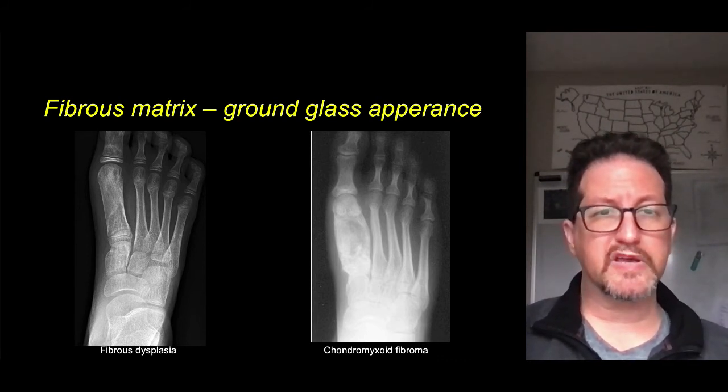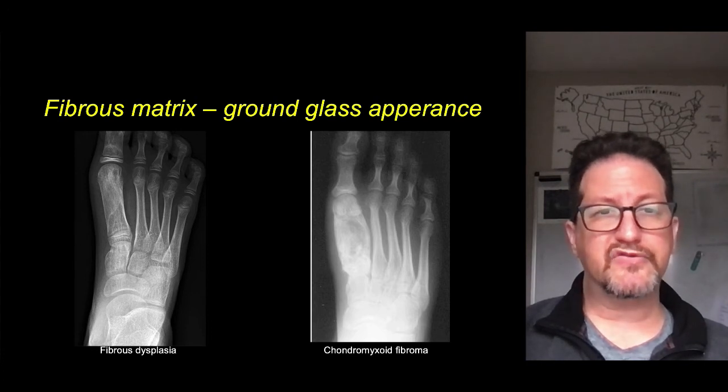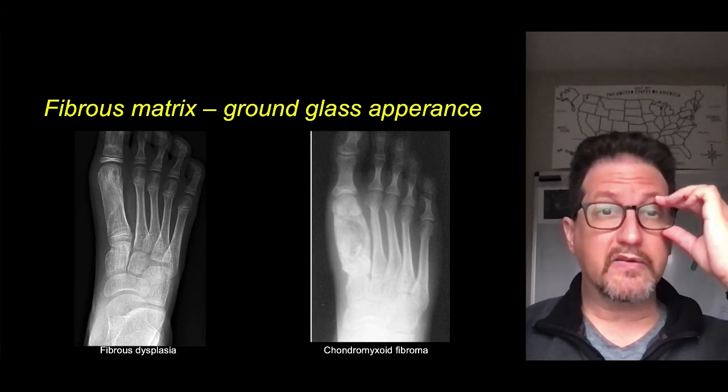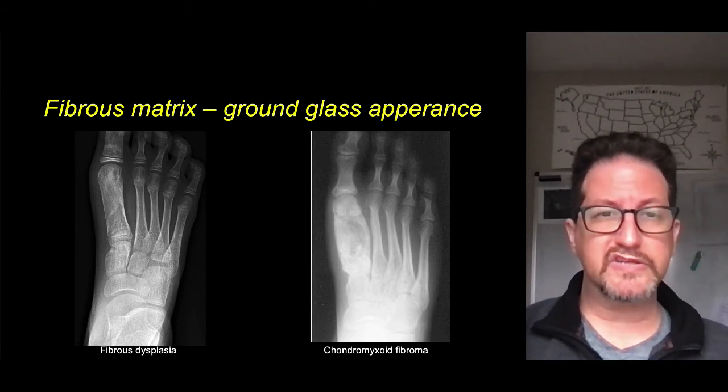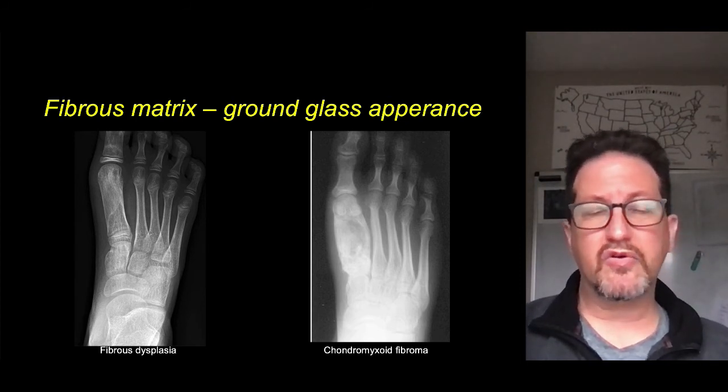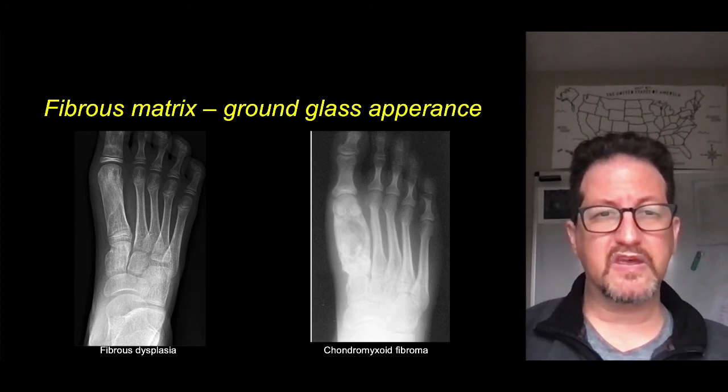The fibrous dysplasia, the lesion is in the proximal first metatarsal. You can see it's well-defined, a geographic lesion that's centrally located in the first metatarsal base. It has a bit of a sclerotic rim around it, and then its matrix, or its middle portion, is really just kind of fuzzy material. There isn't anything specific to see. That's considered the ground glass appearance.